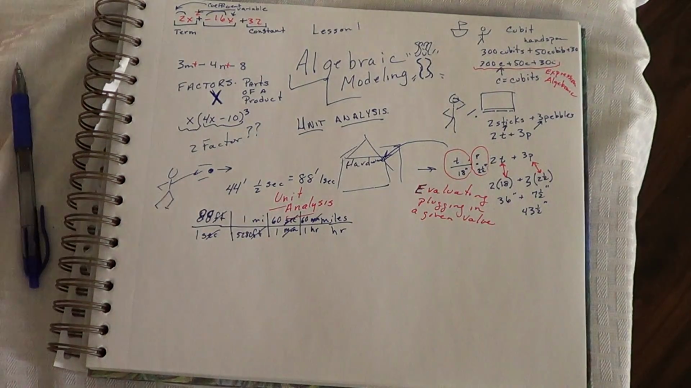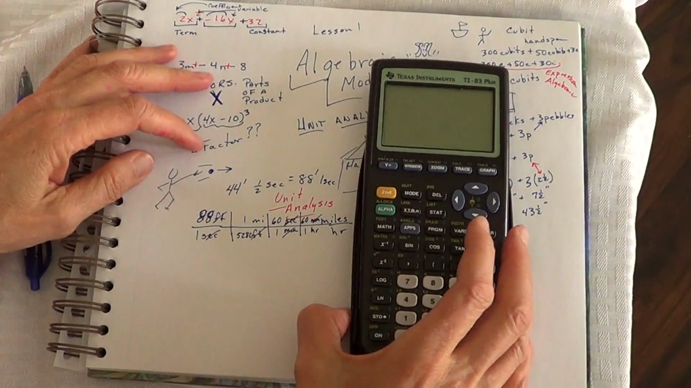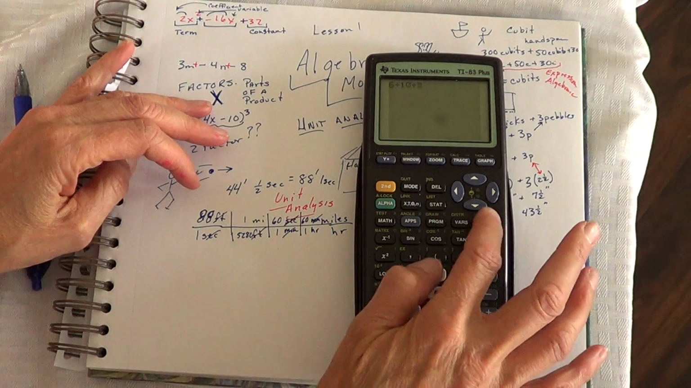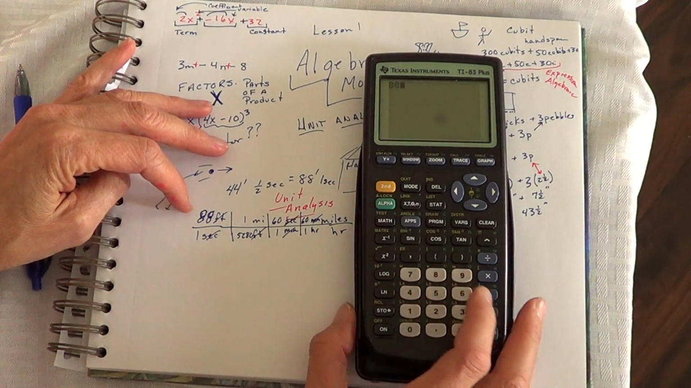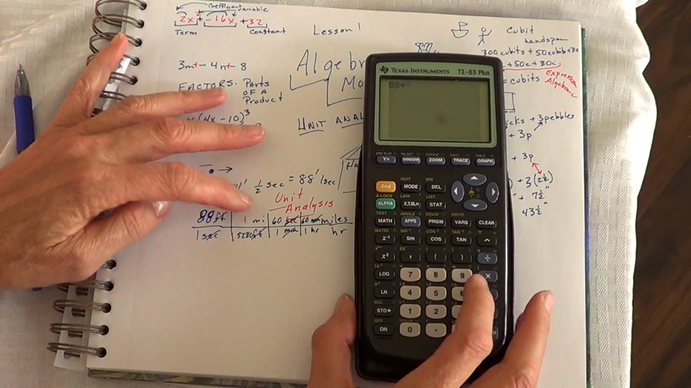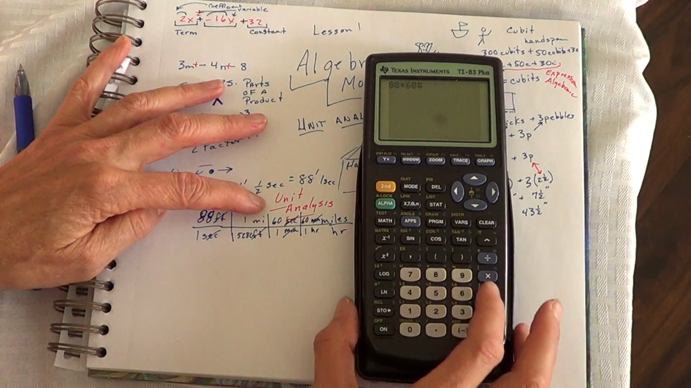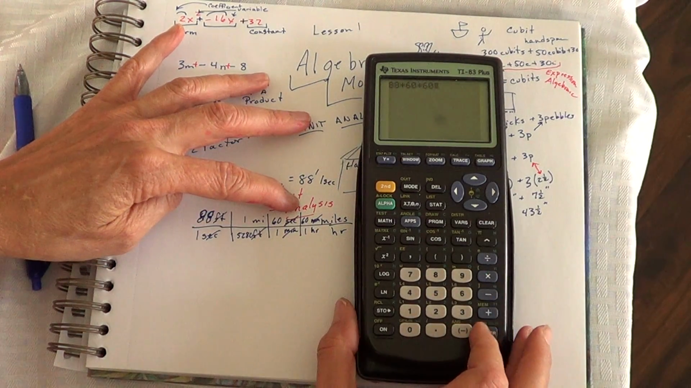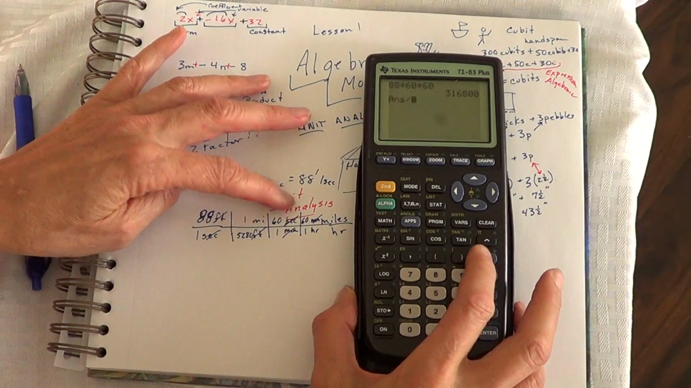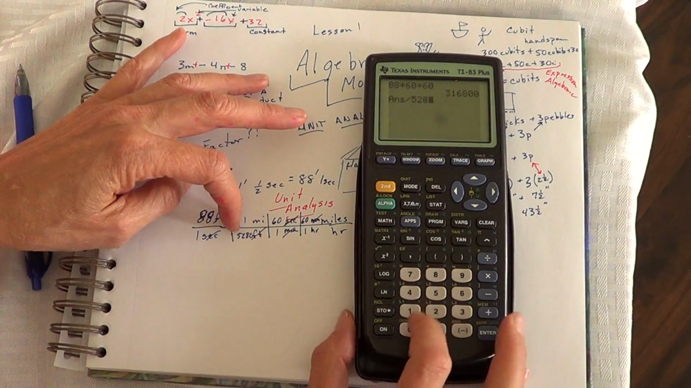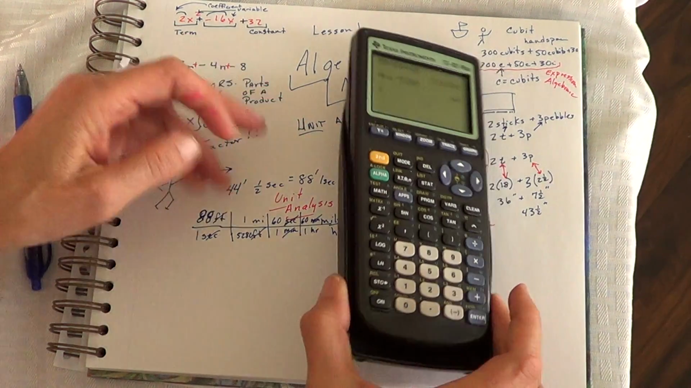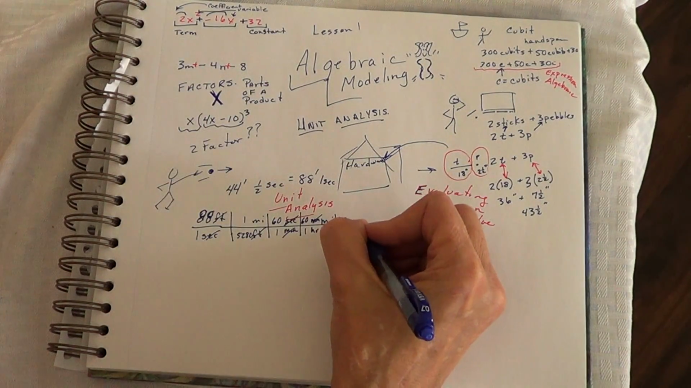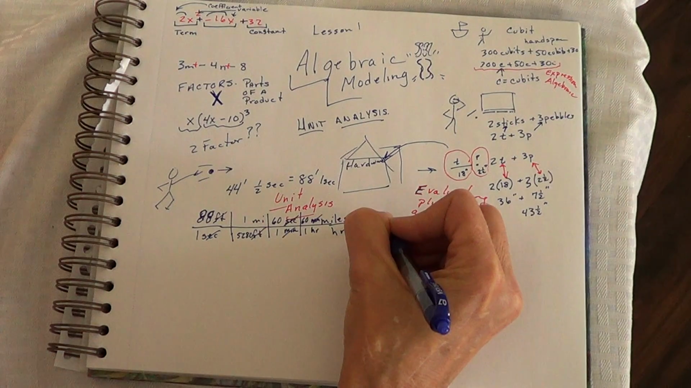And now we just grab a calculator, real handy here, and we figure this out. We say 88 times 60 times 60 equals, divided by 5,280 equals, he's throwing that ball at 60 miles an hour. Okay, 60 miles per hour.